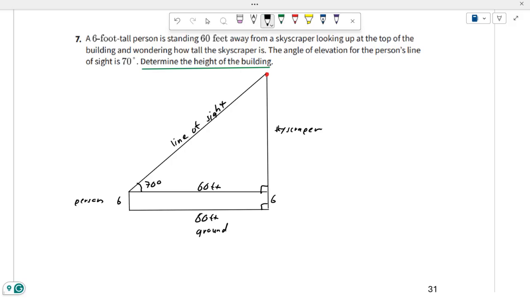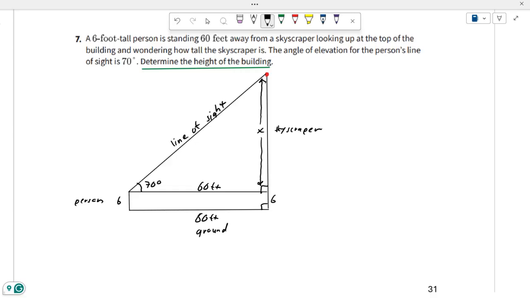I am going to label this side of the right triangle as X, which, notice, is most of the skyscraper. Most of the skyscraper is represented by X. I'm going to solve for X. Looking at the right triangle, I know one of my sides, I know one of my acute angles, and I'm solving for another side.